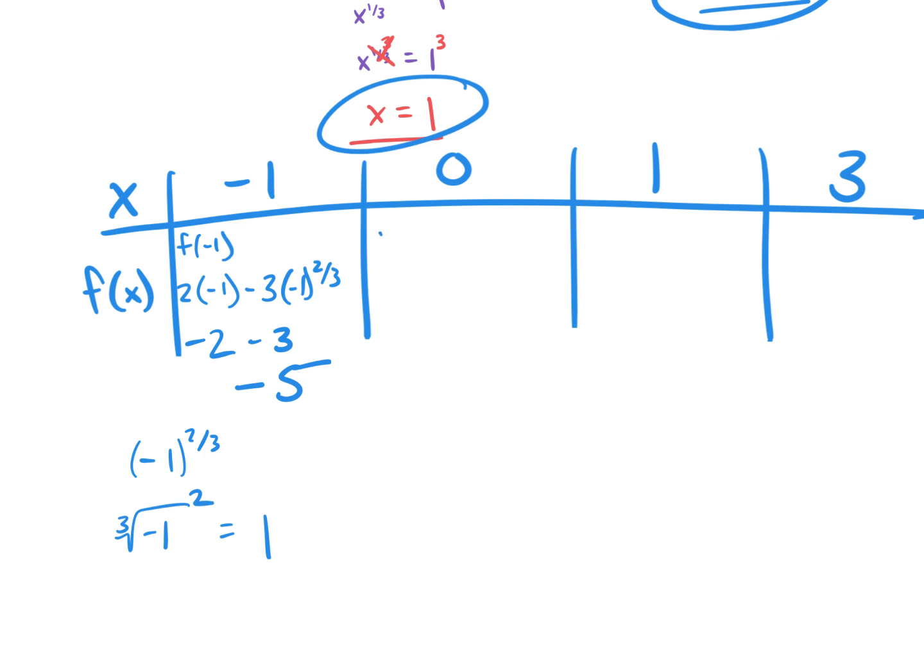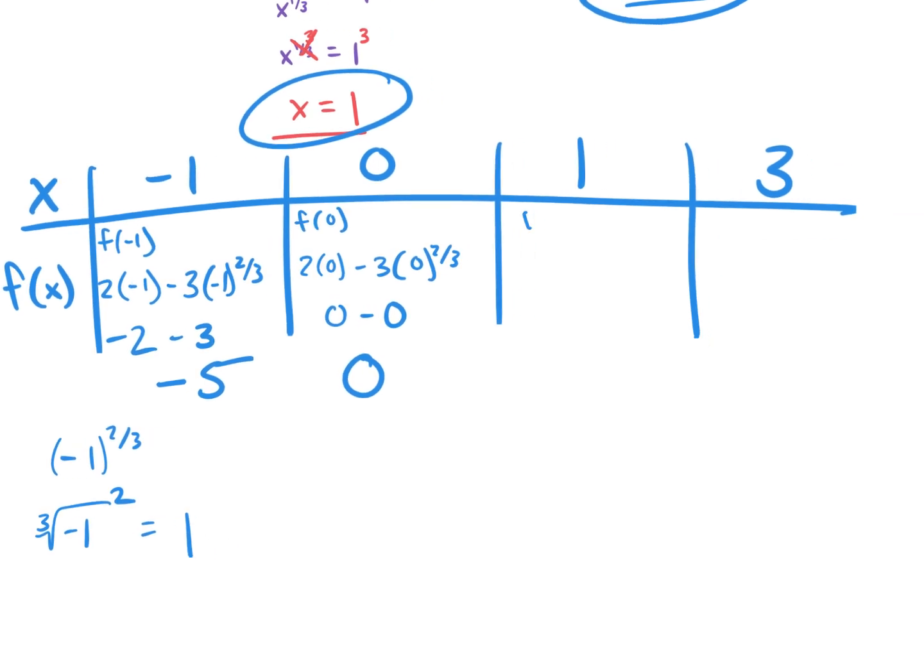Let's plug in 0. F of 0. So we're plugging it into the original function. 2 times 0 minus 3 times 0 to the 2/3 power would be 0 minus 0, which is 0. Let's plug in 1. 2 times 1 minus 3 times 1 to the 2/3 power would be 2 minus 3, which is -1.